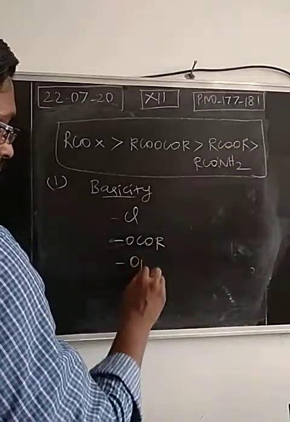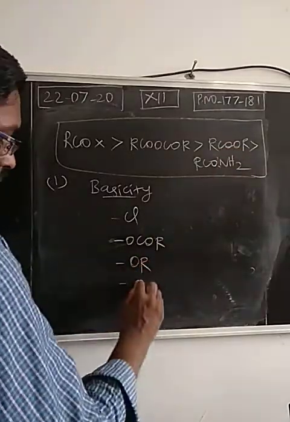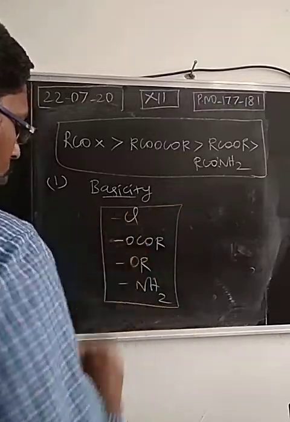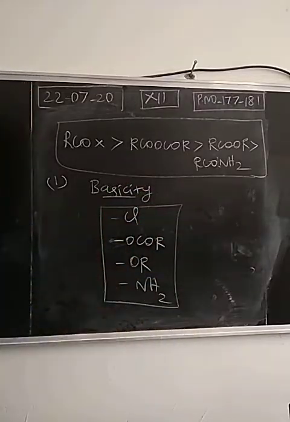Ester group, so alkoxy group, amino group. So the basicity of all these will decide the reactivity of the compound. Now what is the change in the basicity value? For an atom or a group, basicity means electron losing tendency. If anything has electron losing tendency, it always forms a basic type of substance.